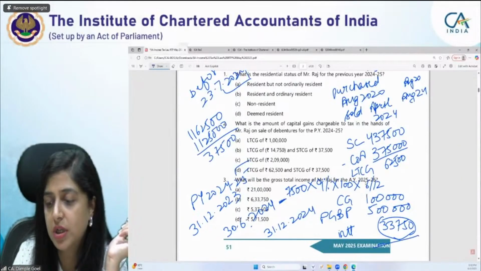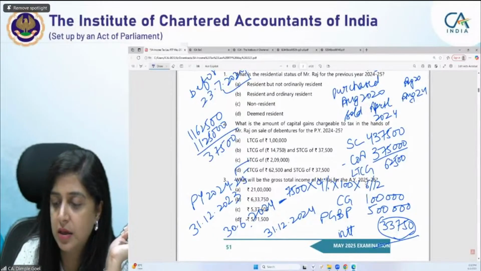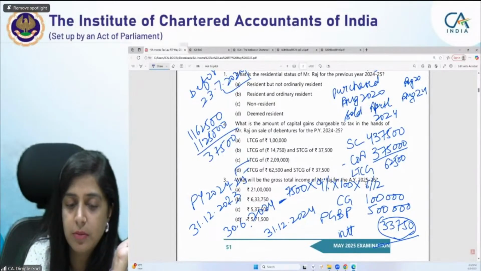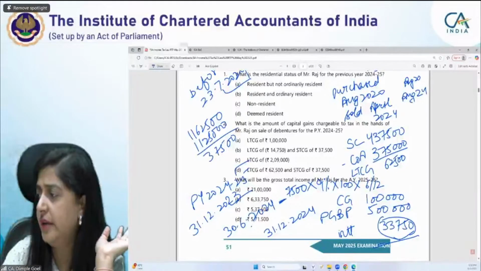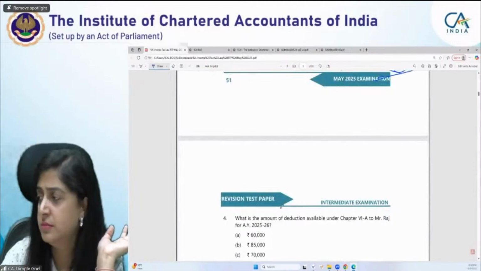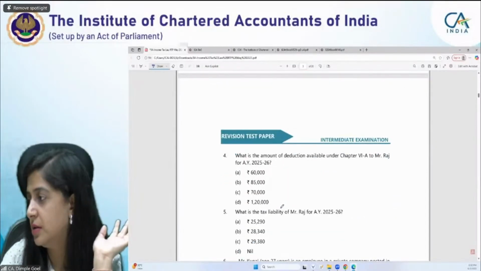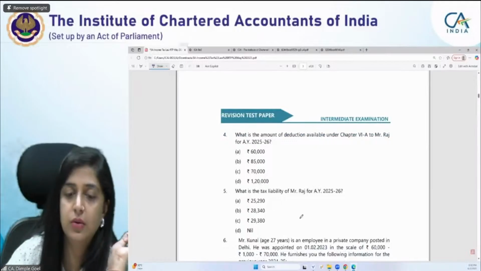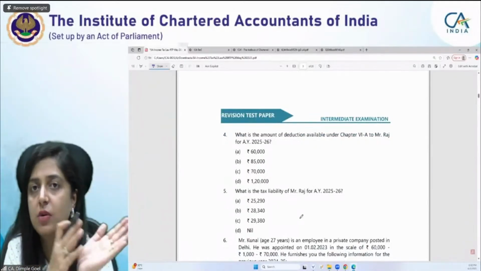So the gross total income of Mr. Raj will be 6,33,750. So your correct answer is B. Is it okay? Any doubt? Okay, everyone has it right, 633,750. Very good. This fourth MCQ, as I told, I am skipping because this is on the deduction part.